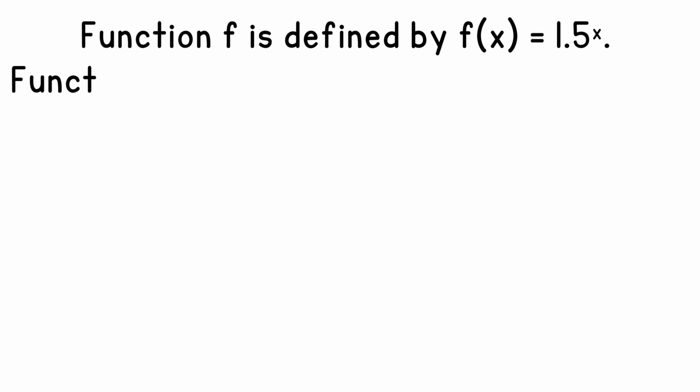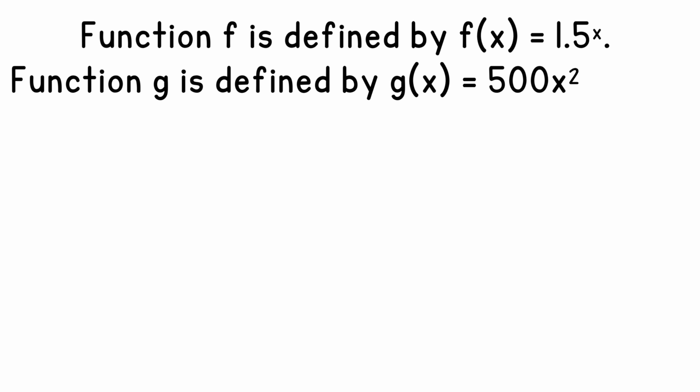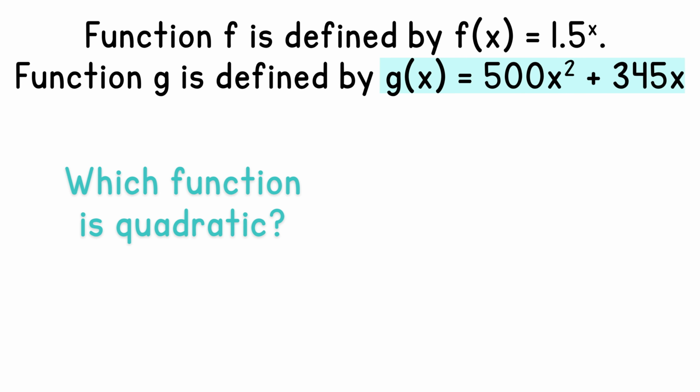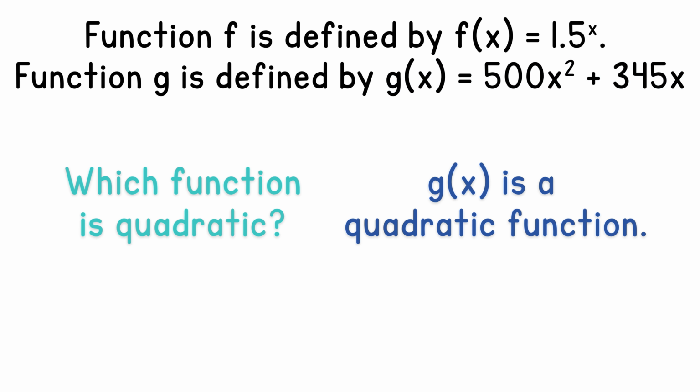In this example, function f is defined by f of x equals 1.5 to the x power, and function g is defined by g of x equals 500x squared plus 345x. What function is quadratic? Well, we can see that g of x is the one that has a squared term. So g of x is a quadratic function.